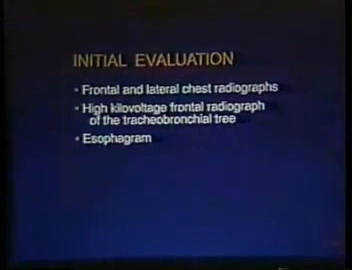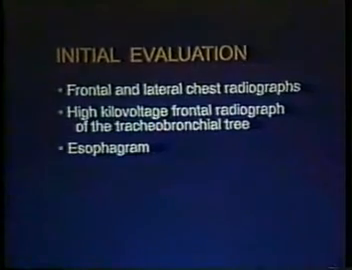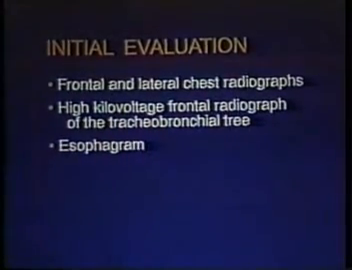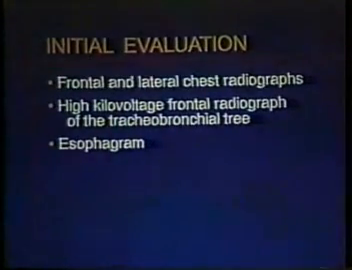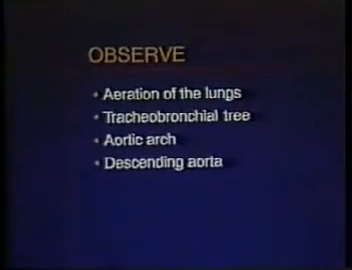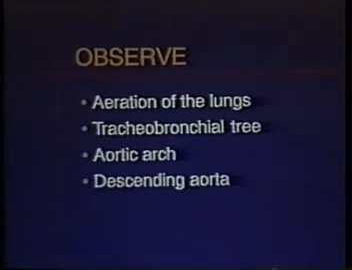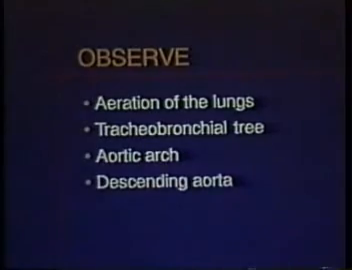I believe that for those patients suspected of having a vascular ring, you begin with high-quality frontal and lateral chest radiographs and include a high kilovoltage frontal radiograph of the tracheobronchial tree utilizing the filter that Eric described, and we'll illustrate that in a minute. One should pay careful attention to the aeration of the lungs, look at the tracheobronchial tree, particularly in this high kilovoltage filtered radiograph, and identify the side of the aortic arch, the transverse arch, which is the portion that will deviate the trachea, and the descending aorta.